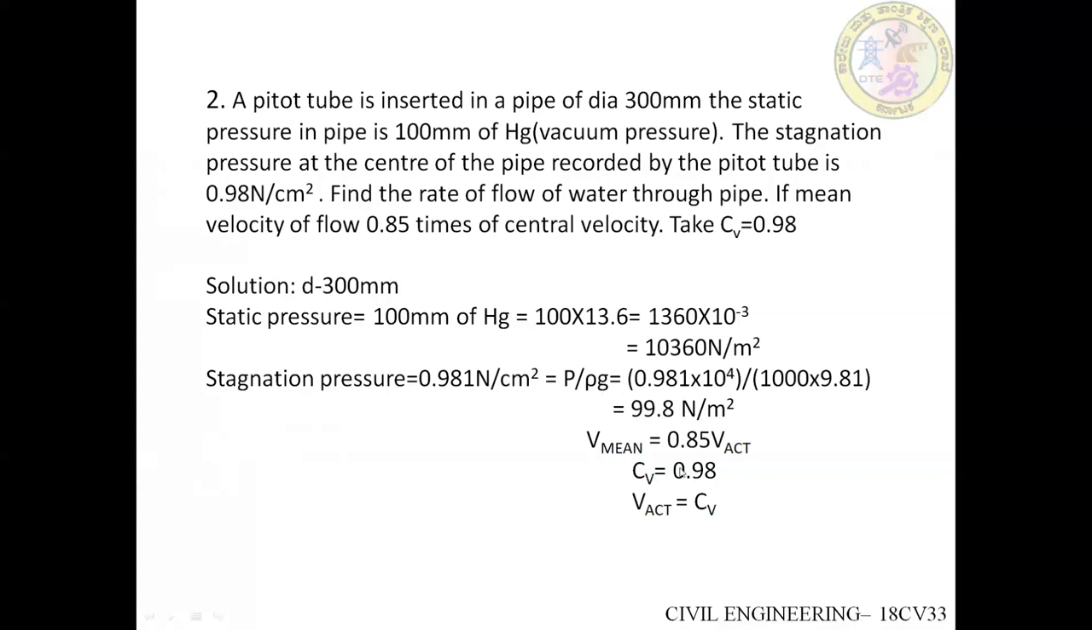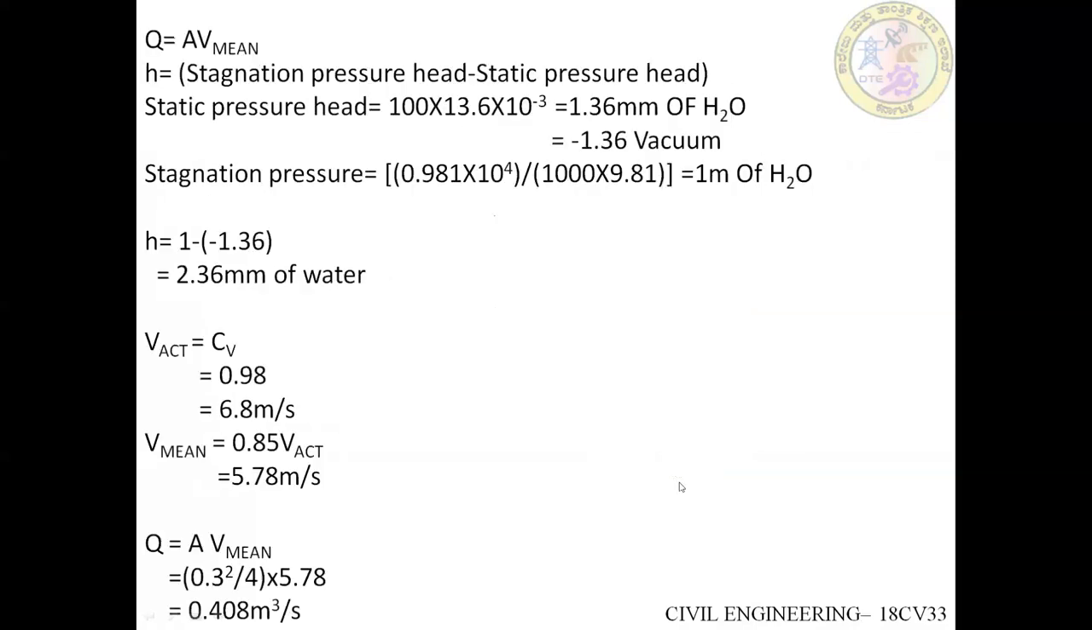The mean velocity is given, which is equal to 0.85 times V actual. The CV value is given. So we know Q is equal to area into velocity, and H, the differential head, will be equal to stagnation pressure head minus static pressure head, which is coming around 2.36 mm of water. And we need to calculate V actual, which is equal to CV into root of 2GH.